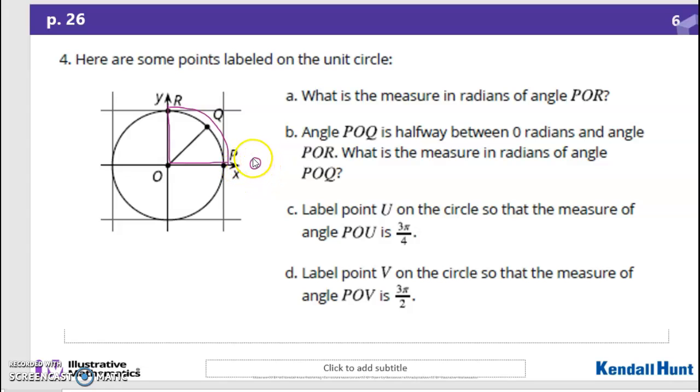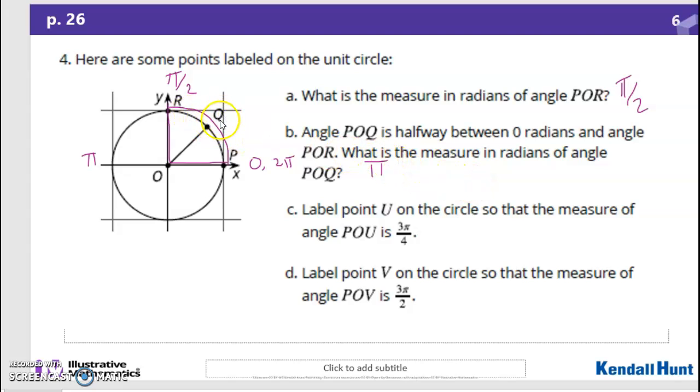Well, remember from the beginning, if this is 0, it's also 2 pi. Halfway around the circle is pi. So we're talking about half of pi. So that's why this point up here is pi over 2. So the measure of this angle is the same as the measure of the arc. So this angle POR would be pi over 2.